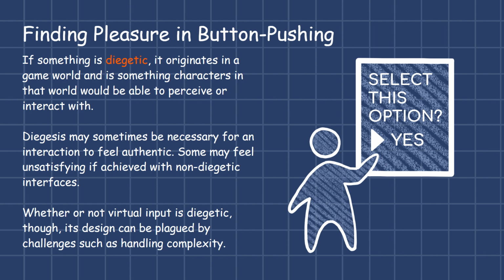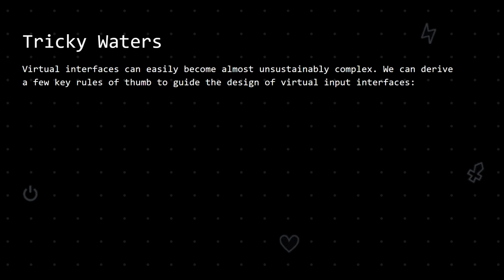Whether or not virtual input is diegetic, though, its design is plagued by a few common challenges. Chief among them is handling complexity. Virtual interfaces can easily become almost unsustainably complex. There's arguably no better case for the potential pitfalls of such complexity than the crafting menu, a bastion of sandbox games. If the options given to players via crafting are managed inelegantly, they can make navigating a game's crafting menu somewhat of a nightmare. The challenge here is to distill a lot of information into a more easily navigable format.